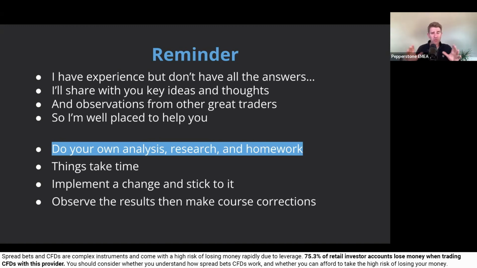And so I get to observe not only my own trading experience, but I get to see others as well. So I think I'm quite well placed to help you out. And I say this every week: just take away what you think is valuable from this and go and do your own analysis and research. I feel like I have some good things to share and I'm well placed to present those to you.